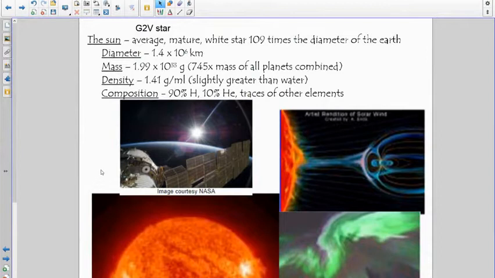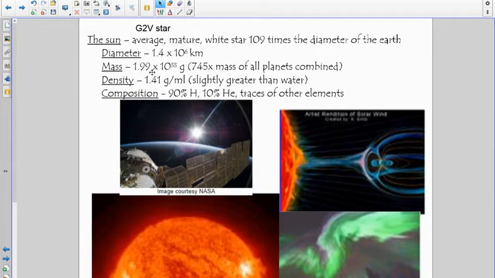So the sun is a G2V star. That just means it's an average, ordinary white star. And you don't really need to know any of these numbers. I'm just going to give you a little background on it as we talk about stars, just knowing that the sun is not extraordinary in any way. It's made of the same things as other stars. It's a fairly small star, actually. Most of the stars in the universe are actually slightly smaller, but there are many, many, many bigger stars than the sun.